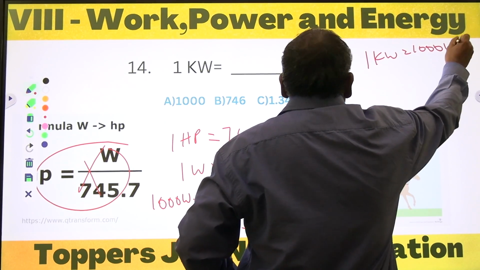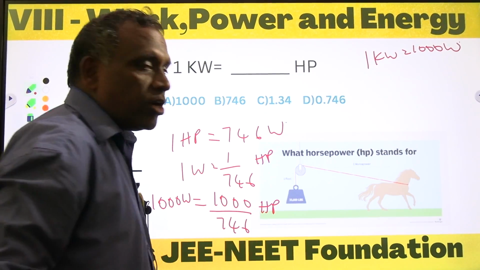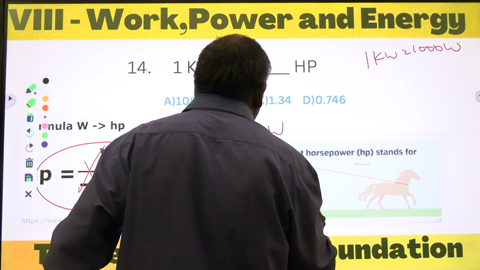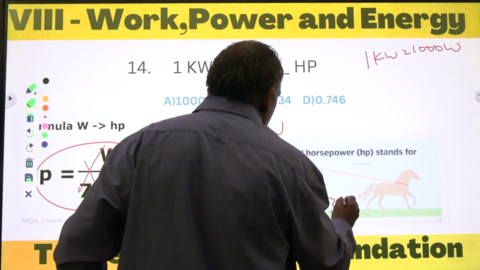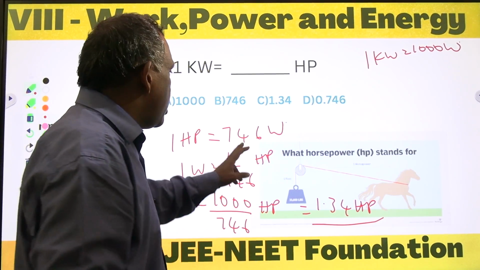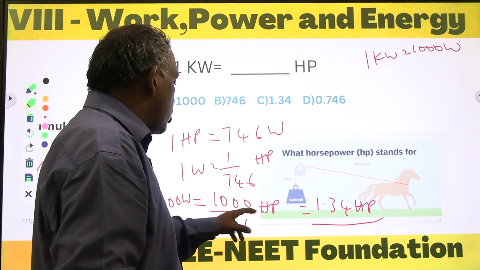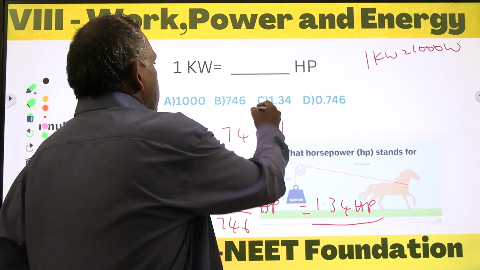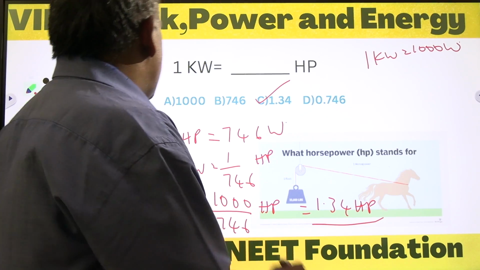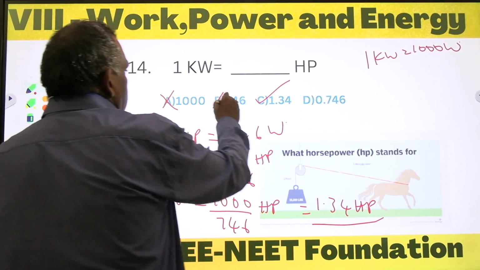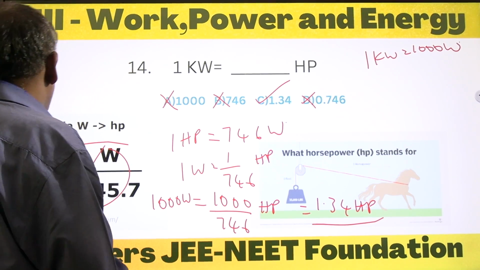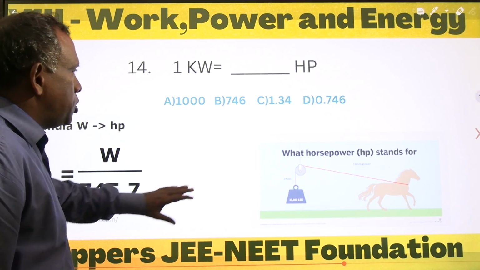So 1000 upon 746, you are going to get 1.34 horsepower. Approximately 2000 will come, that is 3 times. 1.34 horsepower is the correct answer. The remaining options are not correct. So 1.34 horsepower is the correct answer for the 14th question.